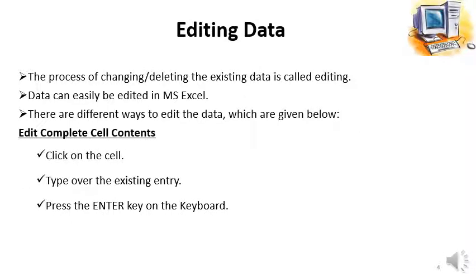First, if you want to edit the complete cell contents, for this purpose we first have to click on that specific cell for which we want to change the complete cell contents, and then type over the existing entry, and after this press the enter key on the keyboard. So this is how we can change the complete cell content in the Microsoft Excel spreadsheet.